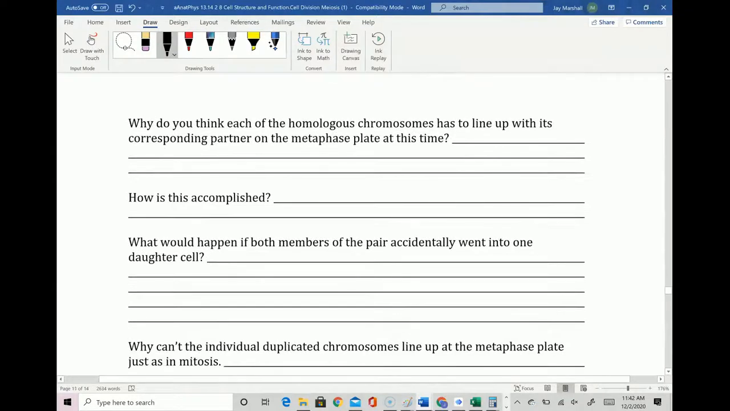Okay? I have some questions here that we need to answer so that we have full understanding, but it's going to take a little bit longer to discuss these questions than what we have left, so we're going to stop there.